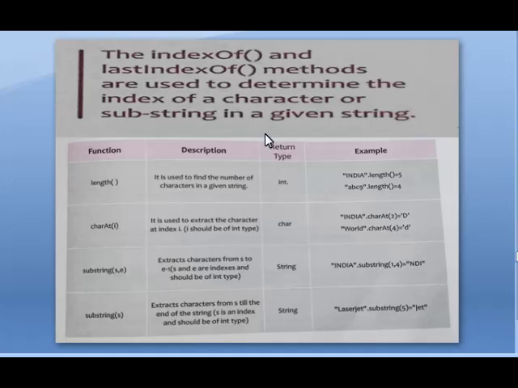Now we are going to see the tabular column of all the functions that we are using in a string. length() is used to find the length of the string. charAt(i), we are going to find out which character is present in a particular position. Then substring(s, e) means we are going to find out a part of a string. Then substring(s) extracts the characters from s till the end of the string.